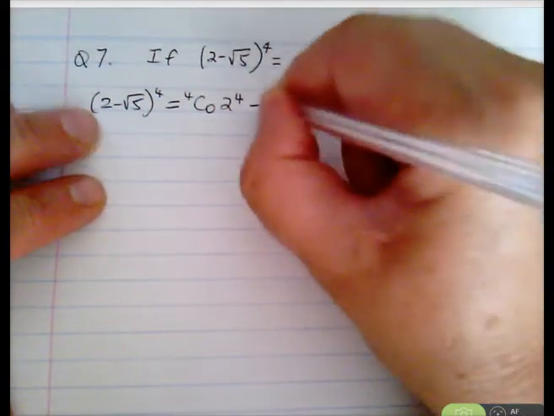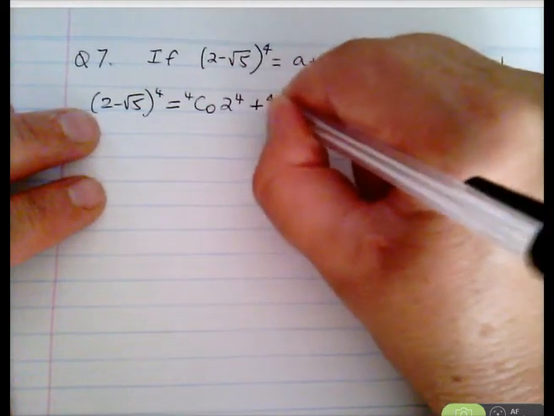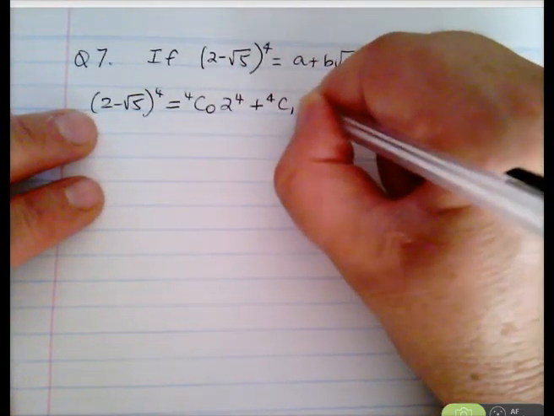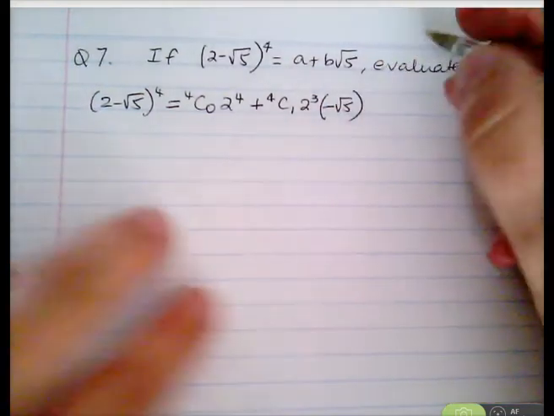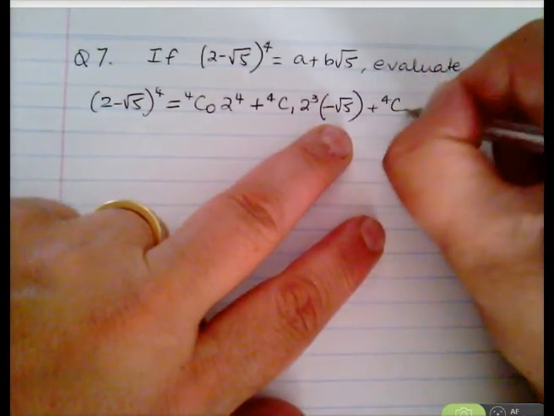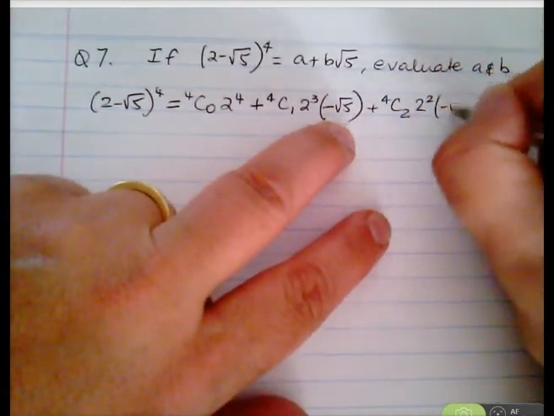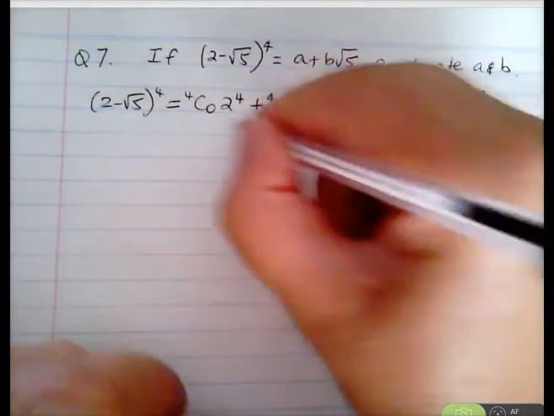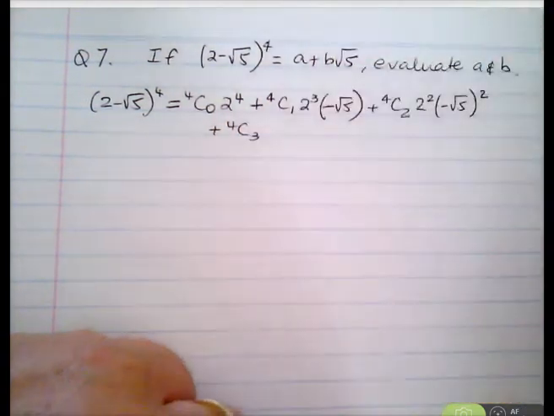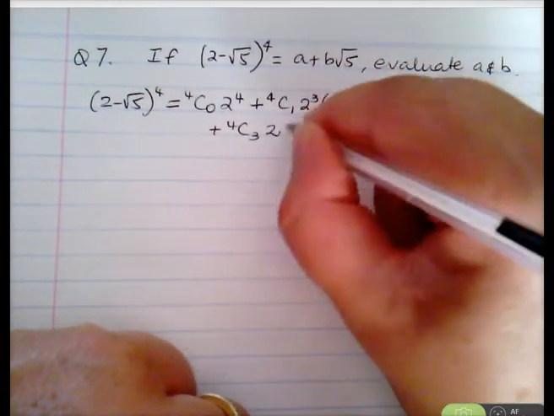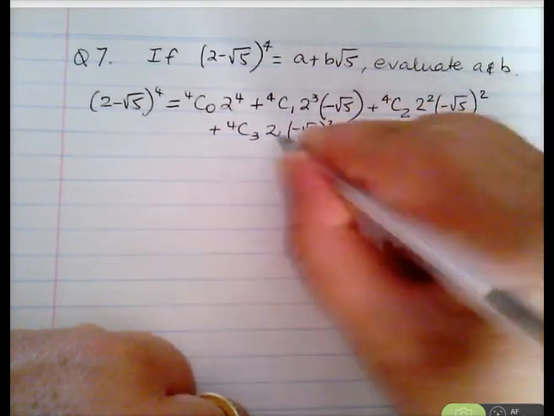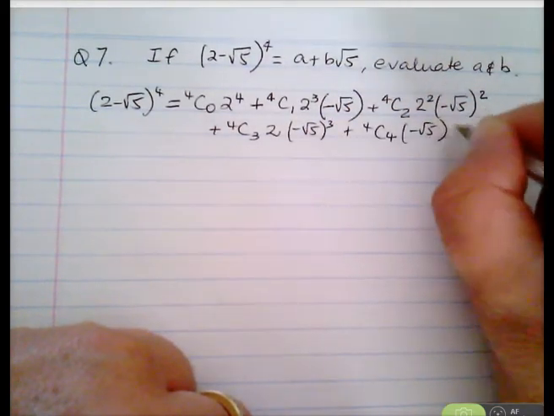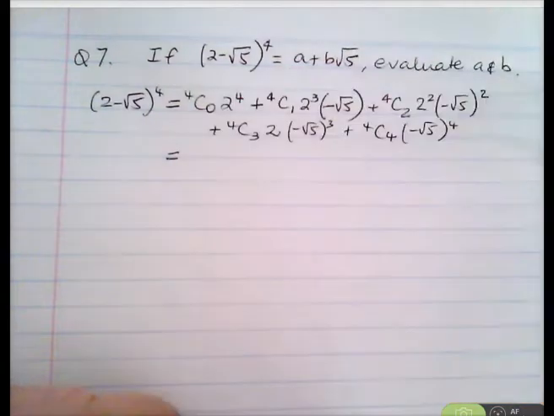4, plus 4 choose 1, 2 to the power of 3 times minus root 5, plus 4 choose 2, 2 squared, negative root 5 squared, plus 4 choose 3, 2 times negative root 5 cubed, plus 4 choose 4, there's no 2 anymore, and you'll have negative root 5 to the power of 4.